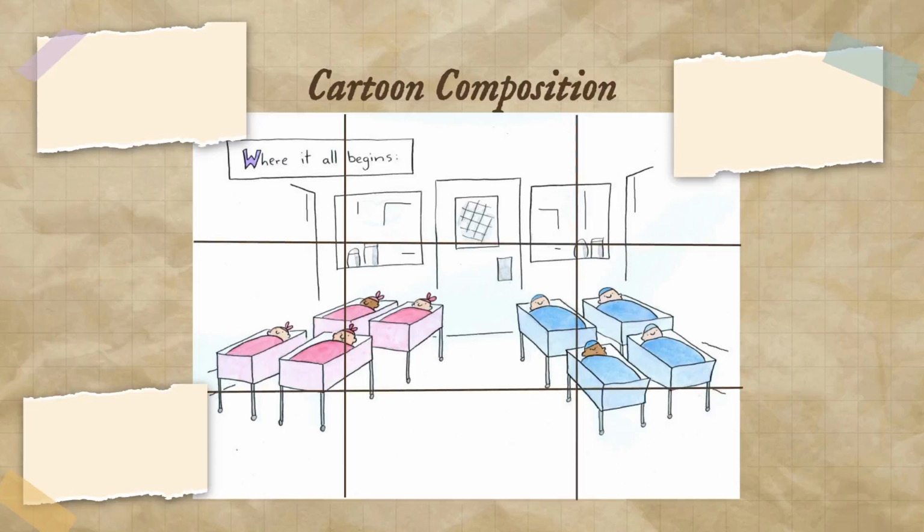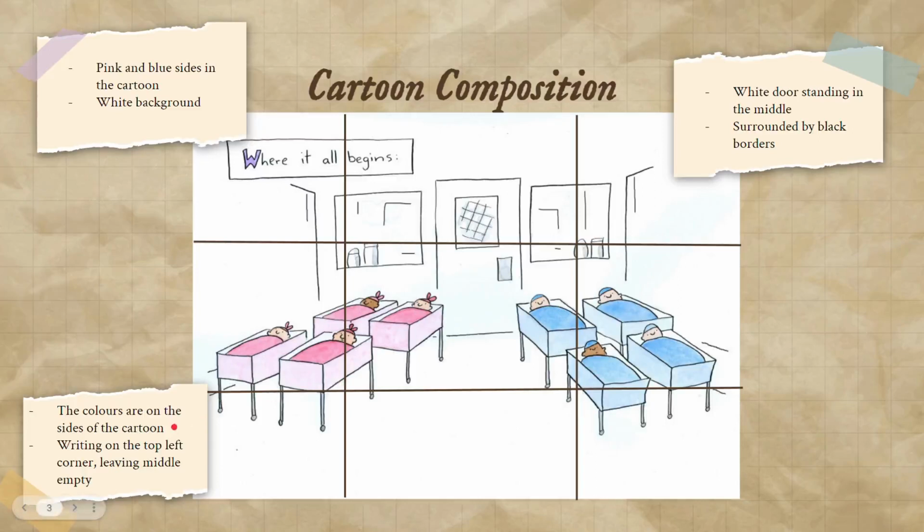Let's start from the colors. The cartoon is in black and white, except for the colors of the blankets. The true colors are on the sides, leaving a clear empty separation between the two groups of babies. Even the writing is at the top left, contributing to the sense of emptiness in the middle. Only a door is in the middle of the cartoon, black and white with a white reflection.